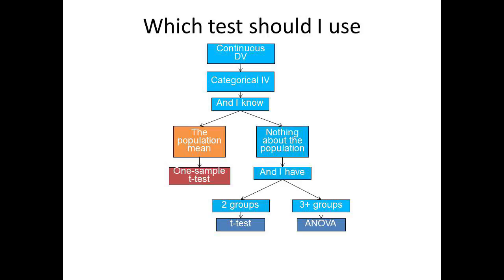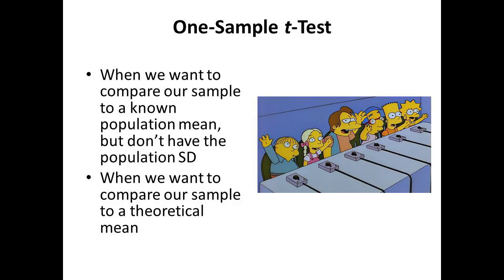First, let's talk about a scenario in which we know the population mean. That's the one sample t-test. We use one sample t-test when we want to compare our mean to a known population mean, but we don't have the population standard deviation. We can also use one sample t-test when we want to compare to a theoretical mean. So if you don't know the population mean, but you want to compare to a theoretical population, you can do that.